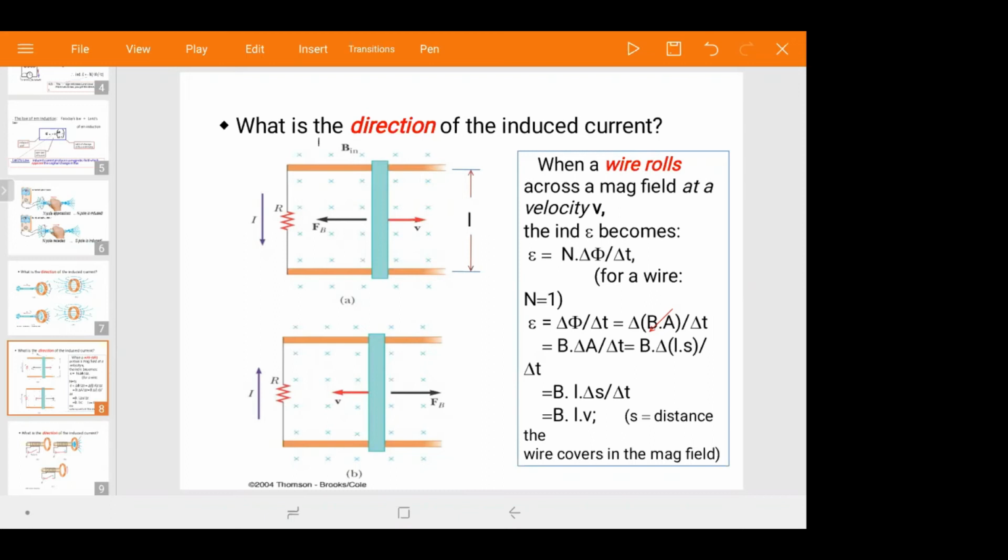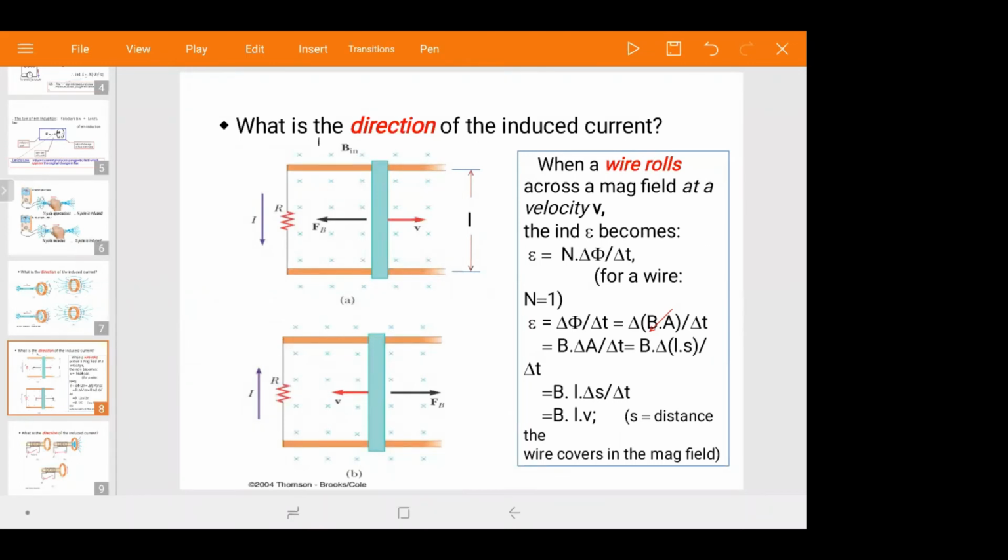And that's why B and area would be in the same direction. When B and area are in the same direction, the flux would be BL cos 0 degrees, and cos 0 degrees is 1. That's maximum, okay? But if you change the direction of area or the magnetic field, so the area vector and B do not have an angle of 0 degrees, then the flux will decrease.